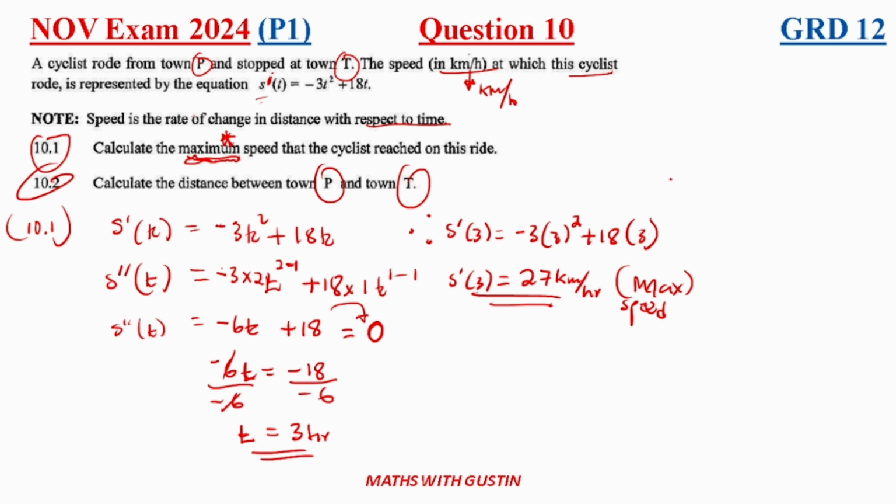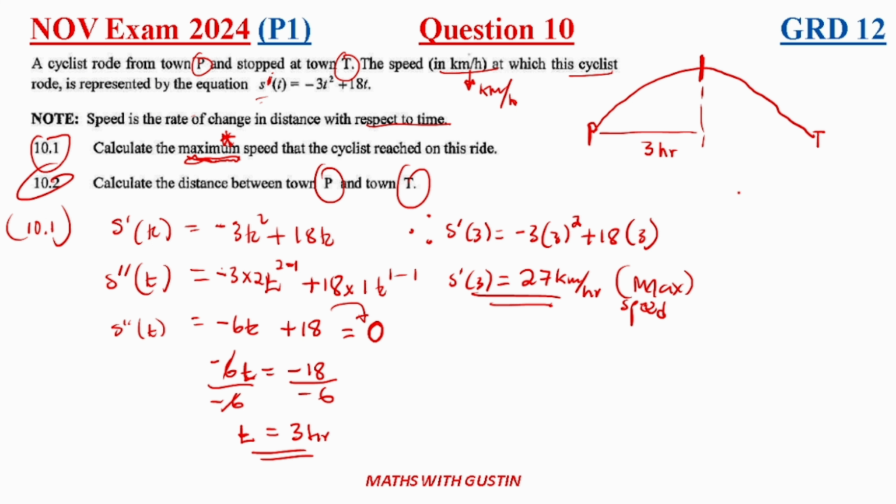Okay, so now they are asking us to calculate the distance between town T and town P. So now it means if this cyclist started here at town P, they will ride their bicycle and reach the point where they reached maximum speed, which is this maximum speed here, in 3 hours, not 3 seconds.